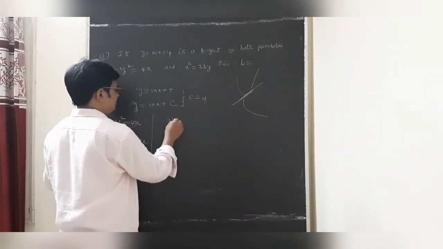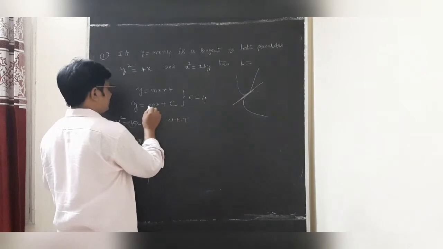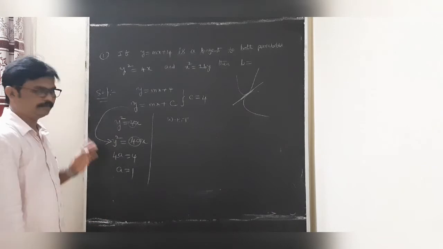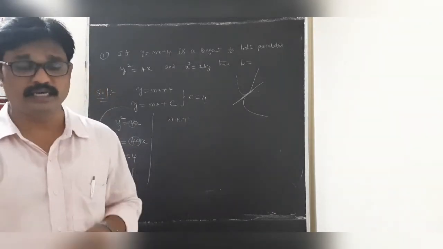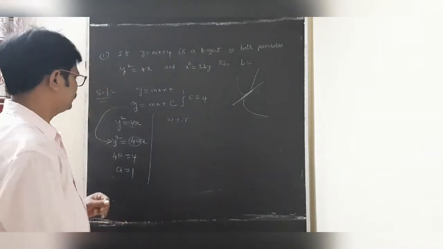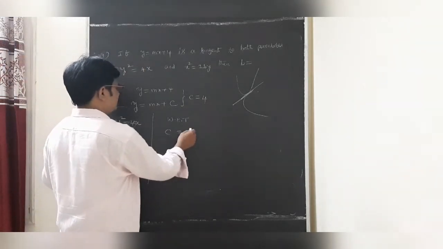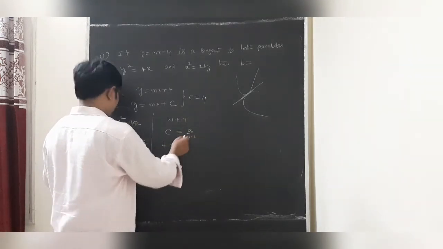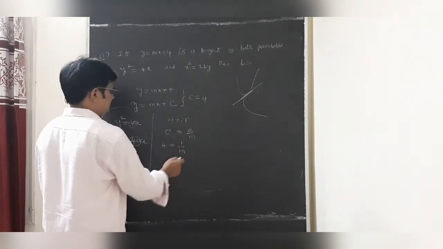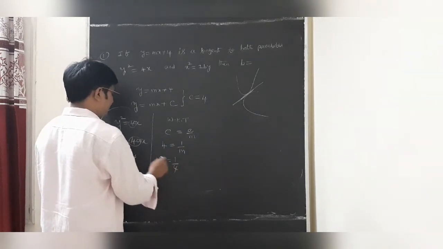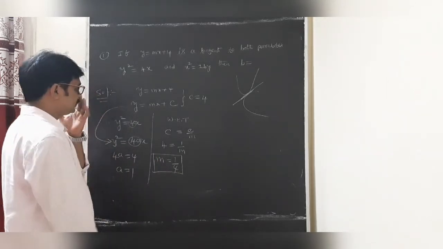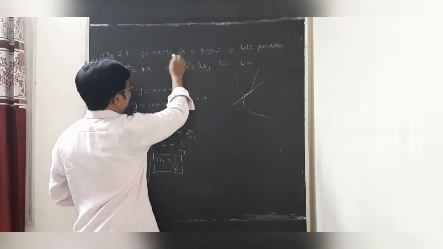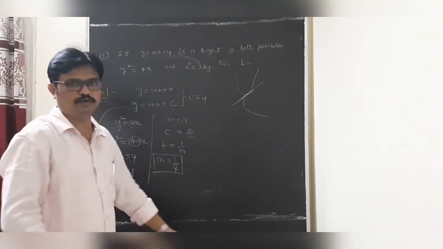What is it, students? We know that the condition for the line y equal to mx plus c to be a tangent to the parabola y square equal to 4ax is c equal to a by m. So c is 4, a is 1. So students, the value of m equal to 1 by 4. Now students, y equal to mx plus 4 is also a tangent to x square equal to 2by.